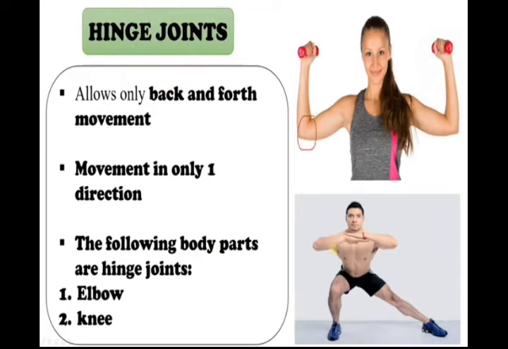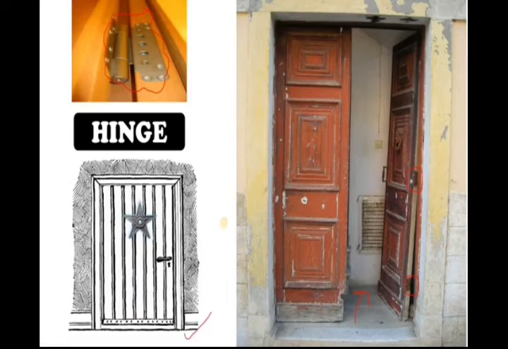Okay, the following body parts are hinge joints. In the same way, look at here, the examples of hinge joint: elbow and knee. So movement of only one direction, only back and forth direction. Back and forth movement is possible. So the movement of elbow and movement of knee, both will show only one direction.